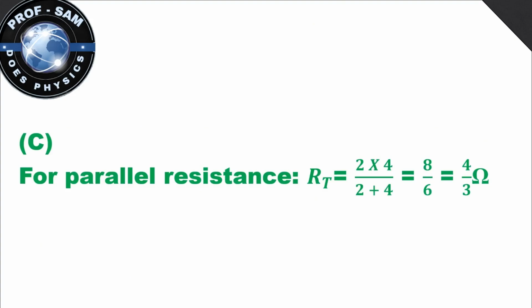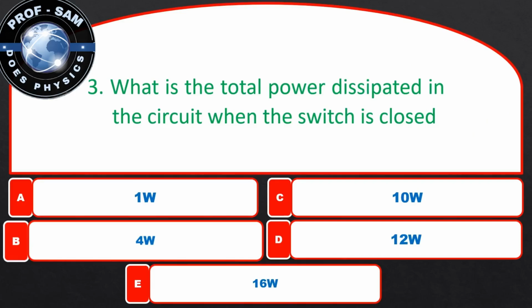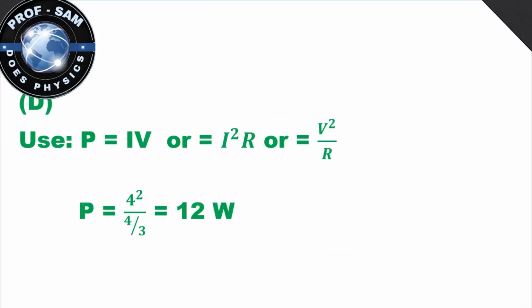Question 3. What is the total power dissipated in the circuit when the switch is closed? The keyword there is total power dissipated in the circuit. There are 3 possible equations that we can use. We can say P equals IV, where P is the power, I is the current, and V is the potential difference or the voltage. We can also say P equals V squared over R, where R is the resistance. We can also say P equals I squared R. For simplicity, let's use P equals V squared over R, which is 4 squared divided by 4 over 3, which gives us 12 watts, option D.